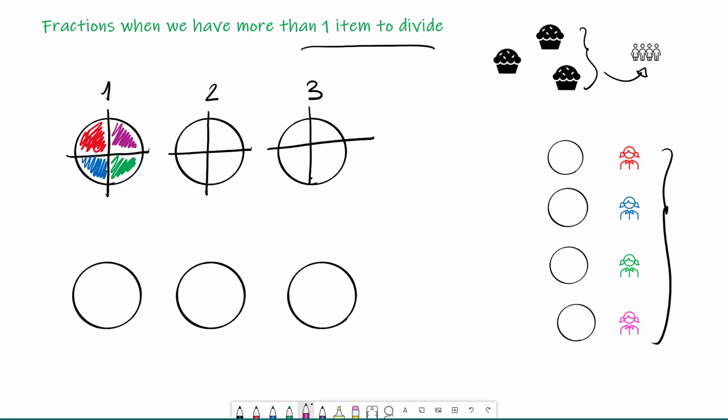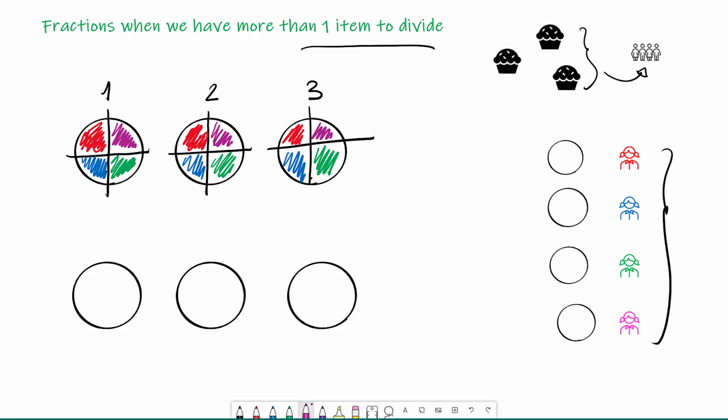We can go on now to the second pizza and do the same thing. So again, we have a slice for the red kid, a slice for the blue kid, a slice for the green kid, and a slice for the pink kid. And finally, we can do the same thing for the third pizza. The red kid gets 1 slice, the blue kid gets 1 slice, the green kid gets 1 slice, and the pink kid gets 1 slice.